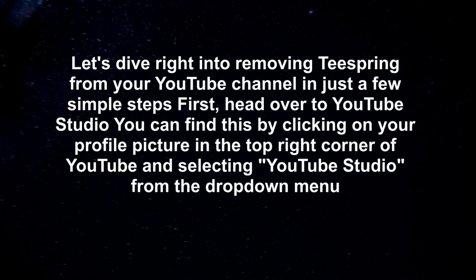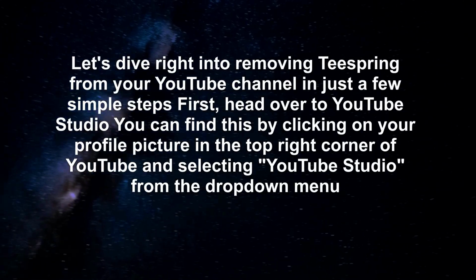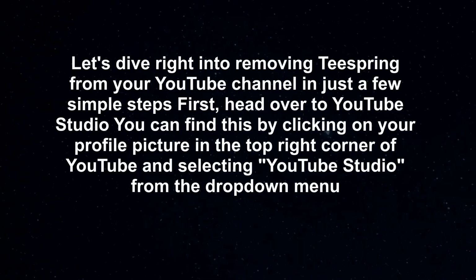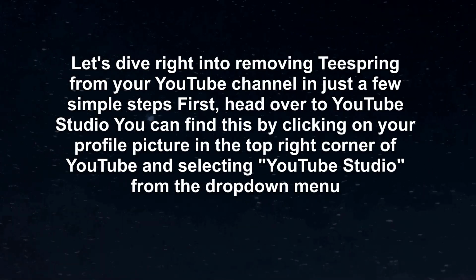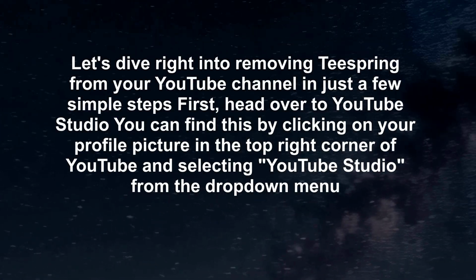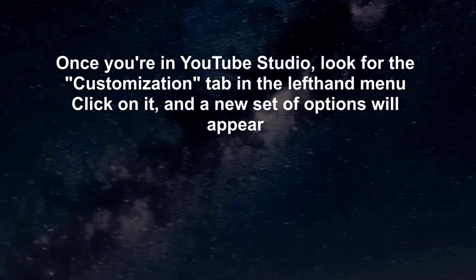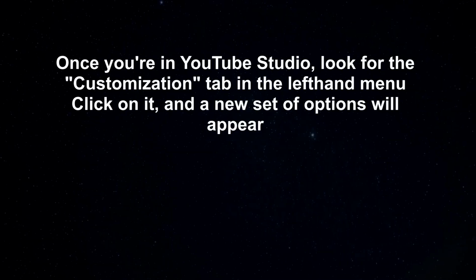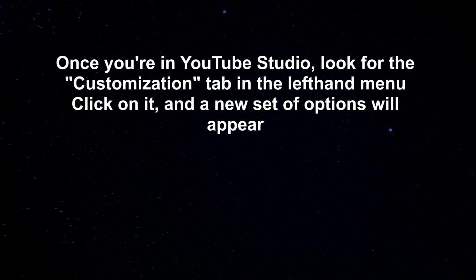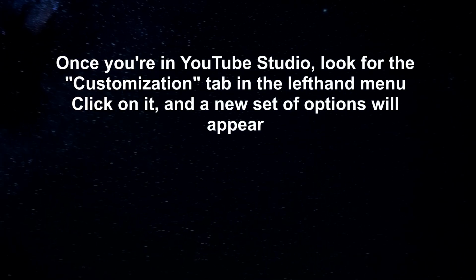First, head over to YouTube Studio. You can find this by clicking on your profile picture in the top right corner of YouTube and selecting YouTube Studio from the drop-down menu. Once you're in YouTube Studio, look for the Customization tab in the left-hand menu. Click on it, and a new set of options will appear.